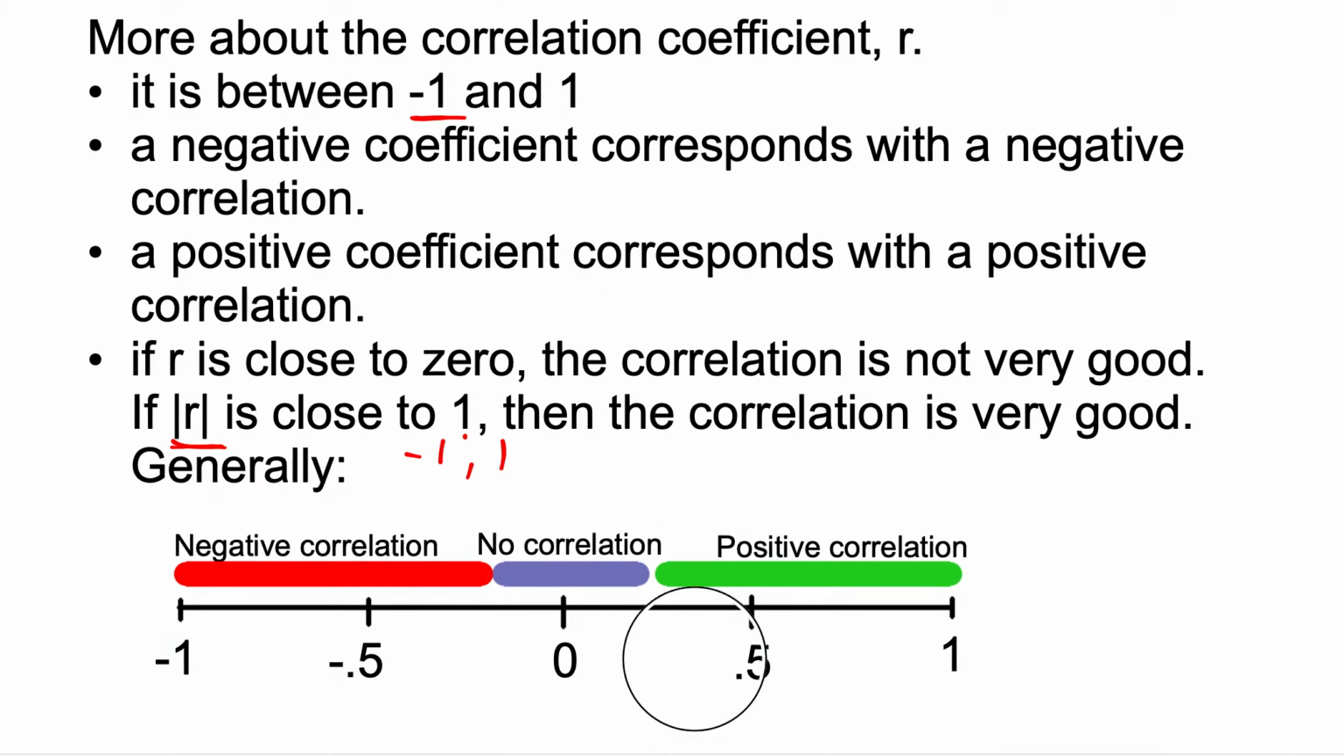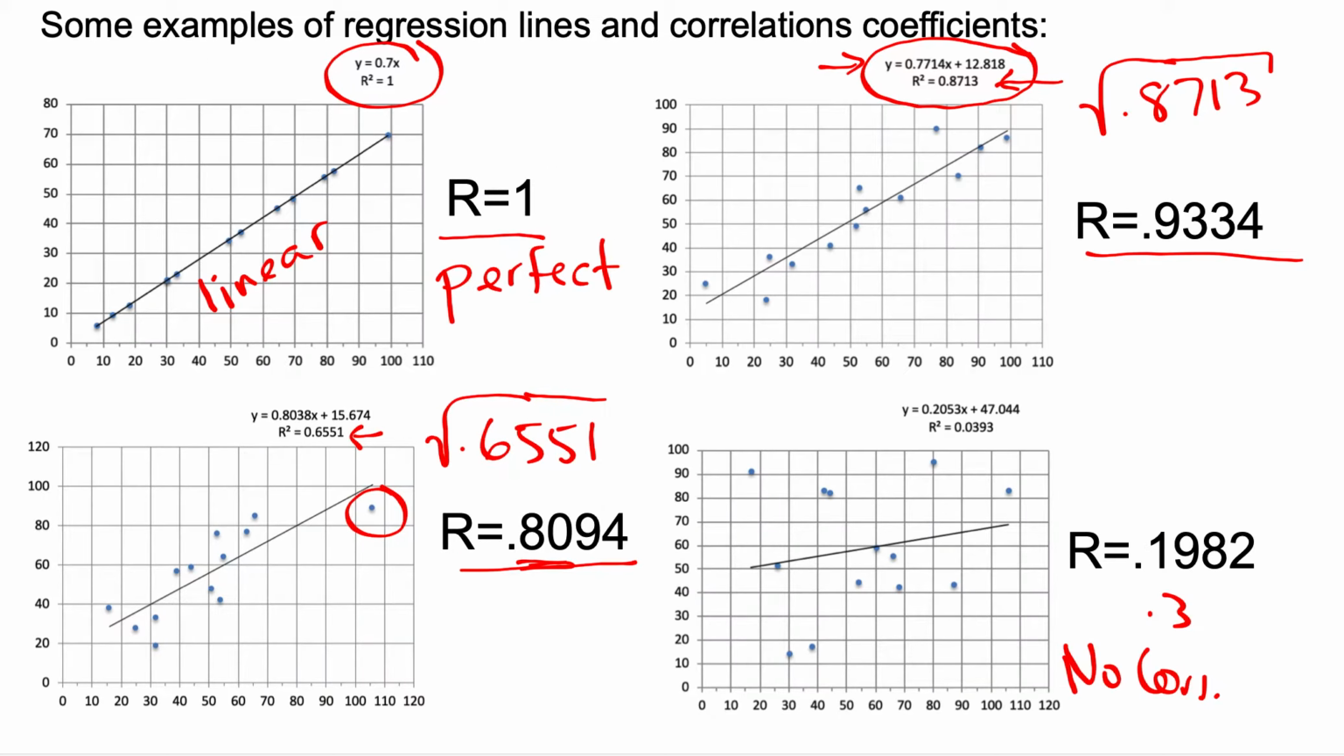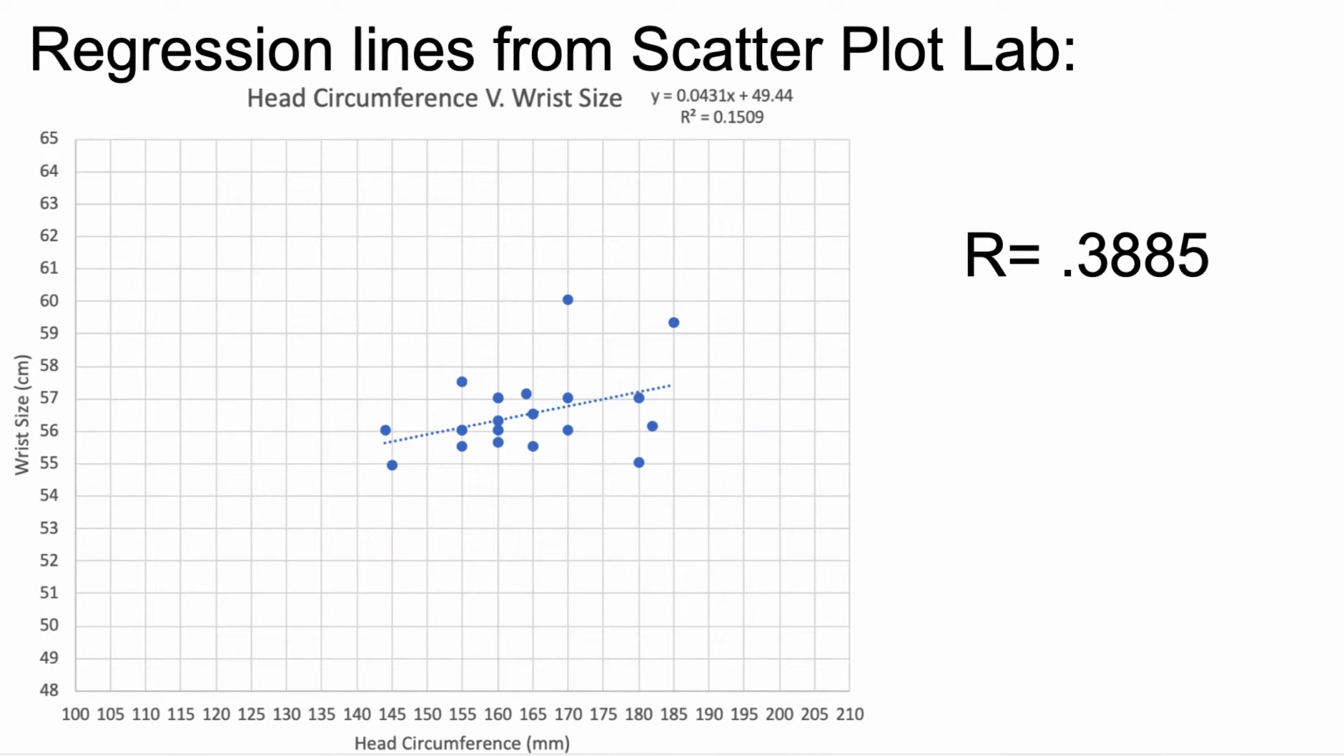So in general, let's go back to this. In general, and this works for positives and negatives, between 0 and 0.3, we're usually going to say no correlation. Between 0.3 and 0.5, it's weak. It does show a bit of a positive correlation. 0.5 to 0.7, it's moderate. It's looking pretty good. And from 0.7 up to 1, it is good to very good. And if it is right at 1, it is a perfect correlation. So the correlation coefficient does give you an idea of how good your correlation is.